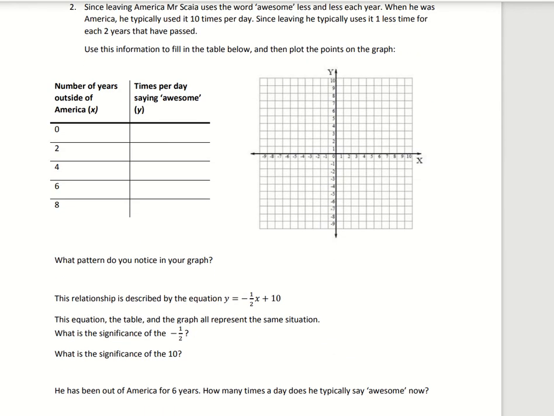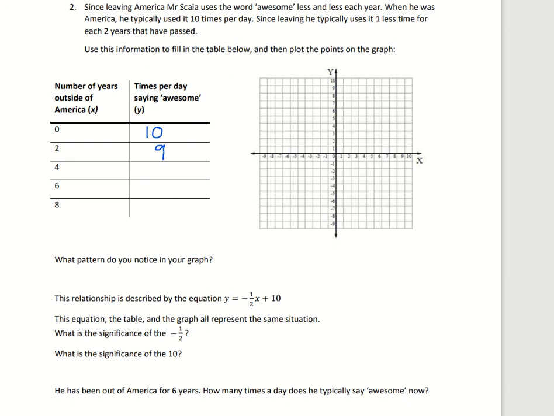In this case, what we're going to have is, if he starts off up here by saying awesome 10 times per day, and then every 2 years that decreases, well, what we're going to have here is a decreasing line. Okay, so what pattern do we notice in your graph? Well, again, it's going to be a linear graph, but it's a decreasing line. The relationship is described by the equation y equals minus a half x plus 10.